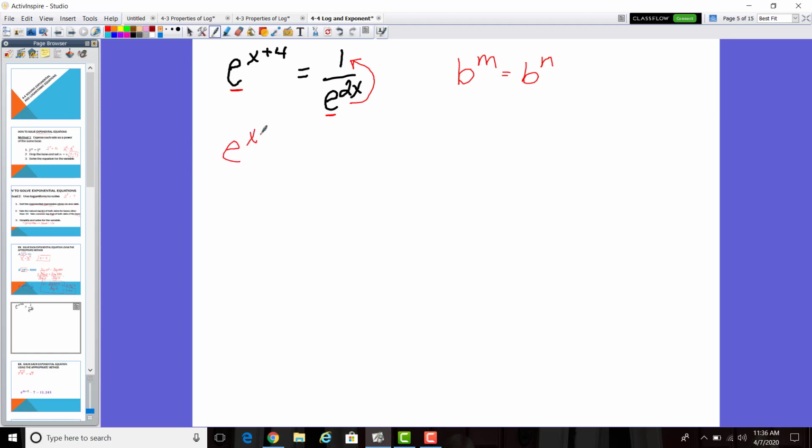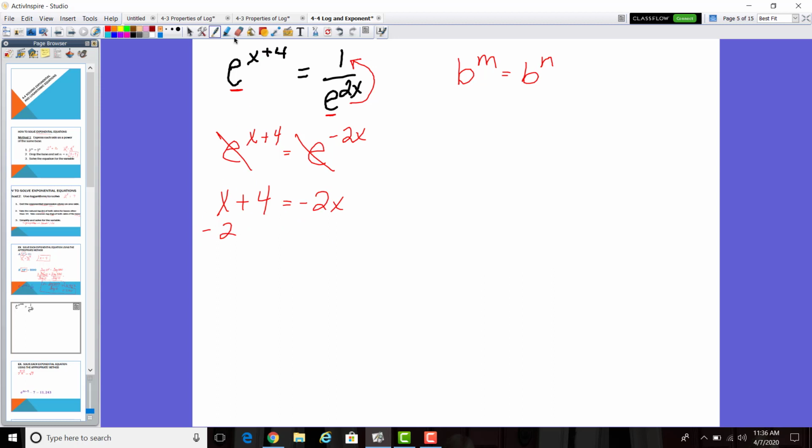So I can move this e to the 2x power that's in the denominator up to the numerator, and when I do that, it changes that exponent to a negative in this case. If it was negative down here and I moved it to the top, it would become positive. Now I have base e's, both in the numerator, so I can drop my base e's, and I'm solving x plus 4 equals negative 2x.